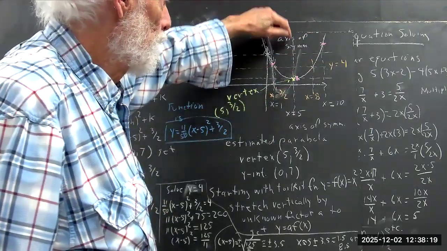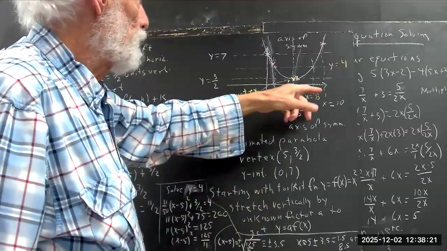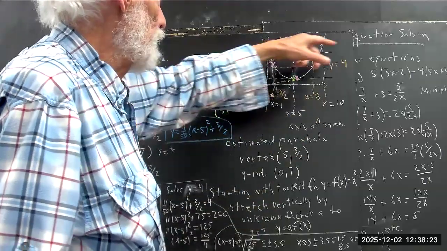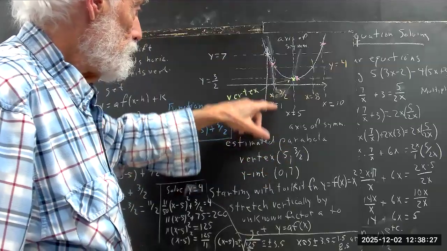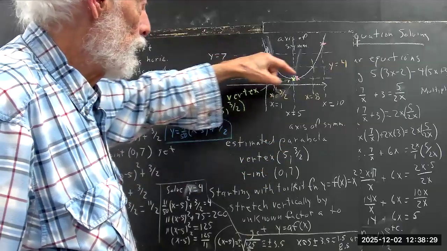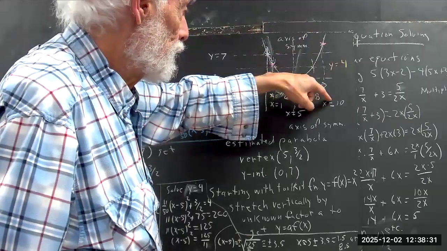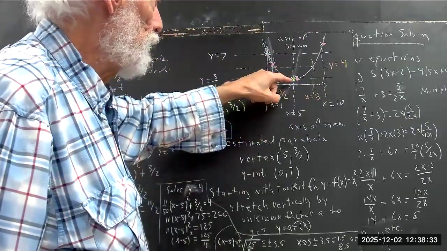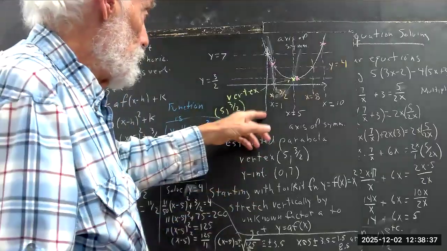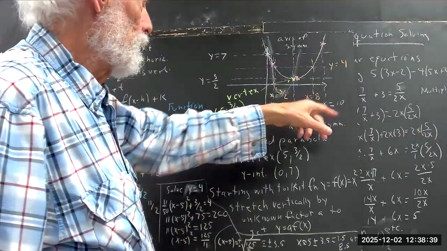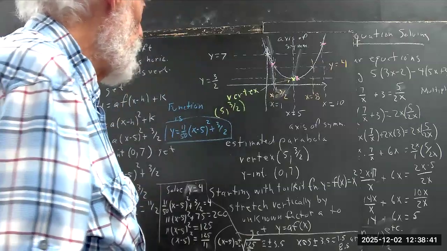Okay. So here's a parabola. I drew the axis of symmetry. I put a scale on it. We said y is 7 about here at the y-intercept. X was 1 at this point. X was 10 at this point. So we estimated X was 5 at this point. So we put the lines X equals 1, X equals 5, X equals 10 down there.